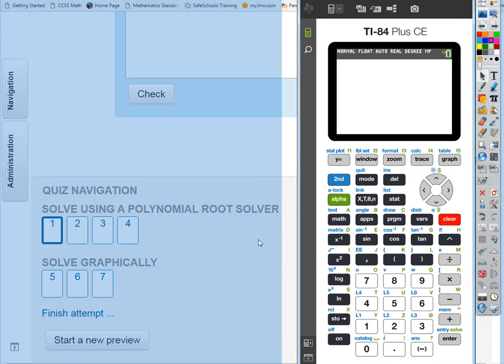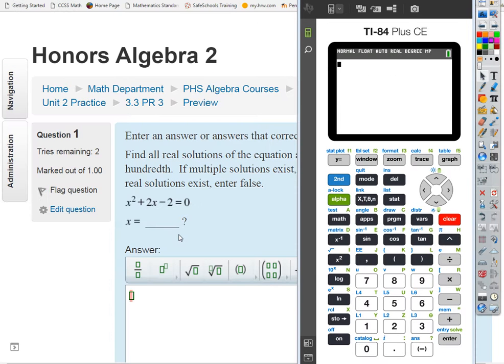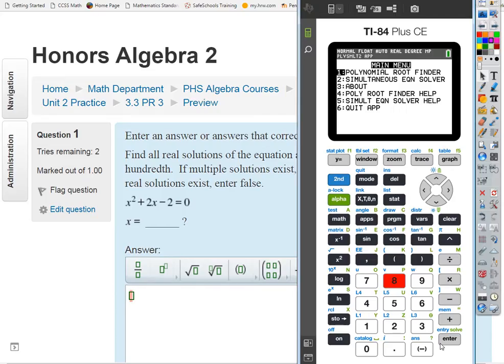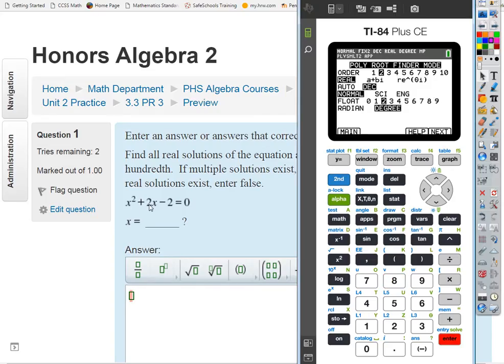So for example, the first one wants you to use the polynomial root solver to solve an equation. All you have to do here is go to Apps. Right there, Apps. Then you go down to PlySmlt2, and we just hit enter to open the polynomial root finder. The order of the polynomial, the highest power of x, is 2, so that becomes a 2.